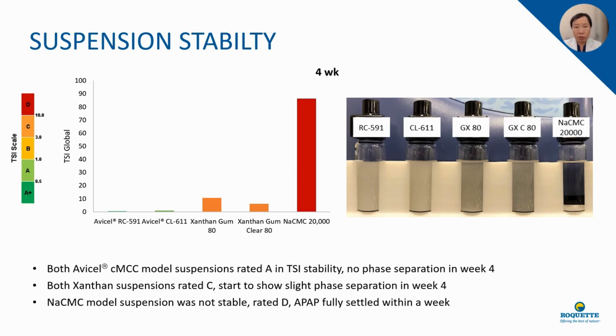The two suspensions using xanthan gum showed moderate TSI, rated C, and started to show phase separation at week 4. Then the sodium CMC-based suspension had very high TSI, rated D, with complete sedimentation of APAP within 1 week. So this result clearly shows the superior suspending functionality of Colloidal Avicel, which is critical in maintaining uniformity and preventing sedimentation over time.